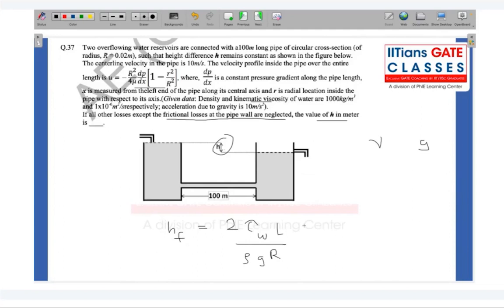I know the length of the pipe. I know the density, g and R. The only thing I need to find is the wall shear stress in the pipe, and I can calculate the head loss, and that will give me this H. This H is how much height is lost because of friction, which is your head loss due to friction.